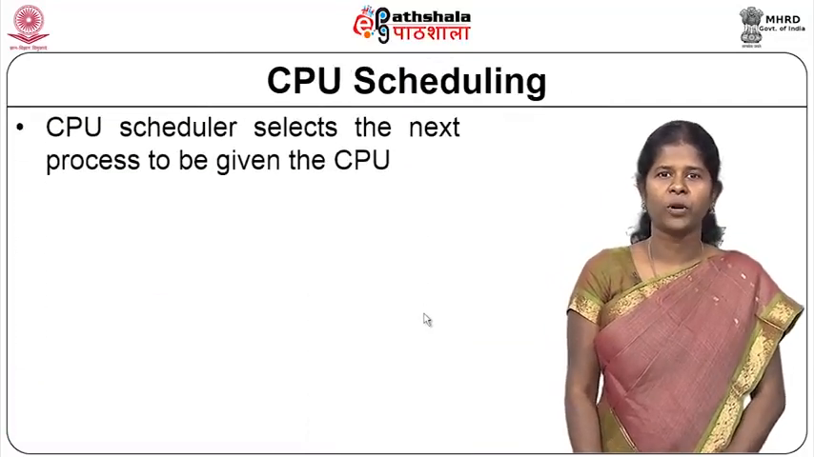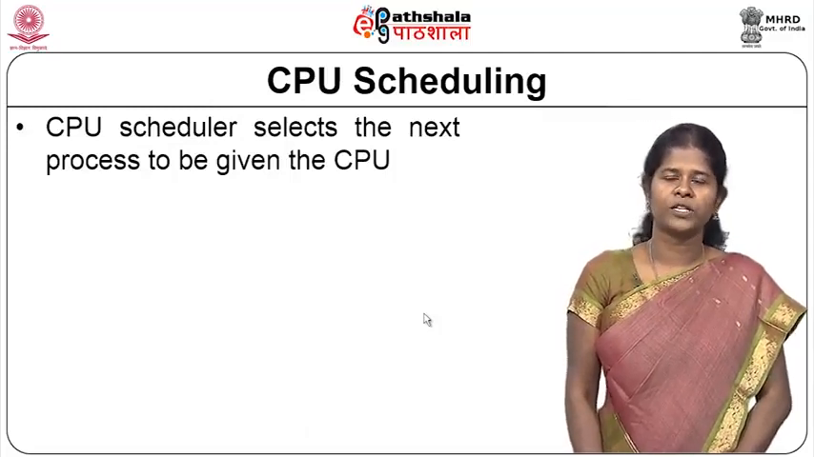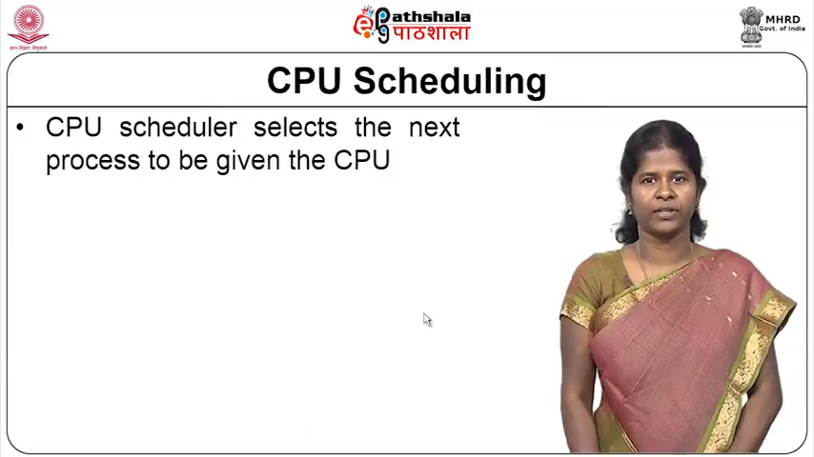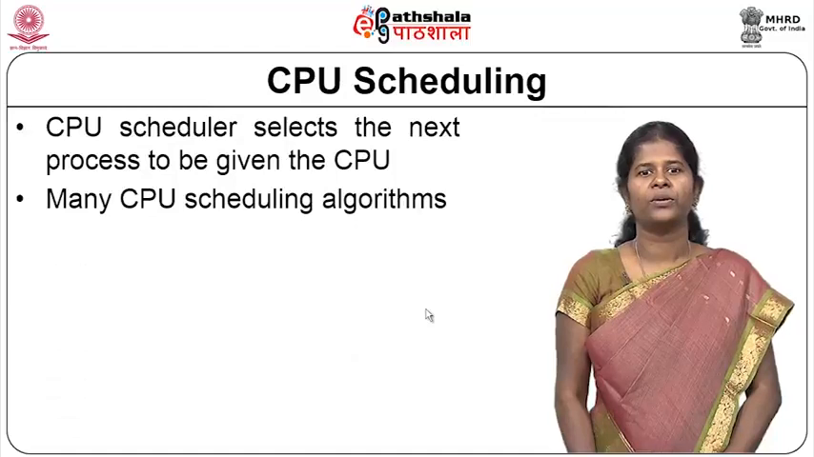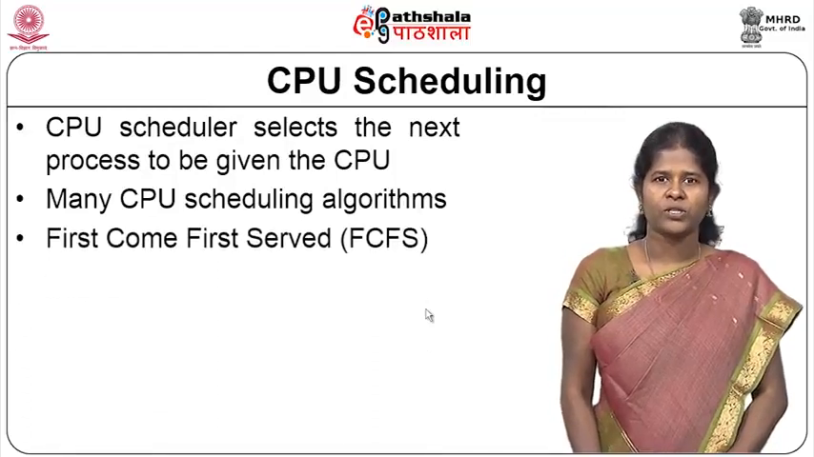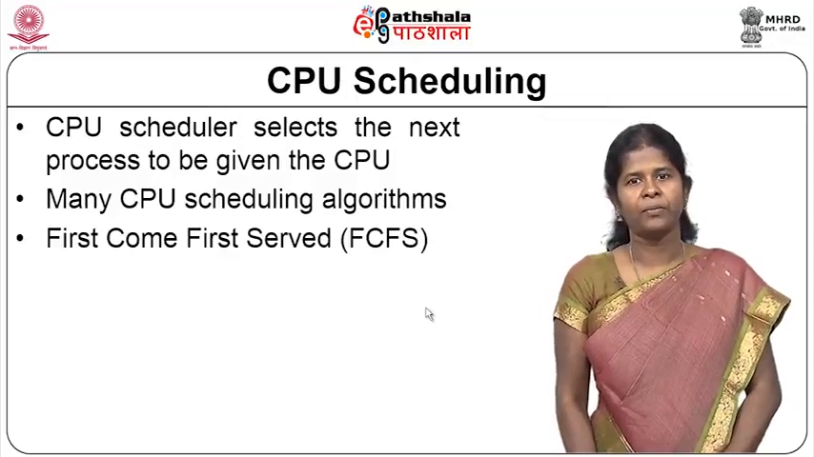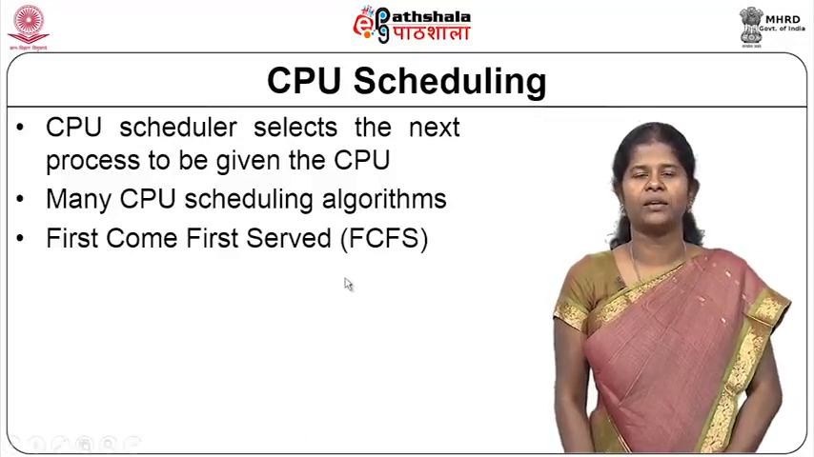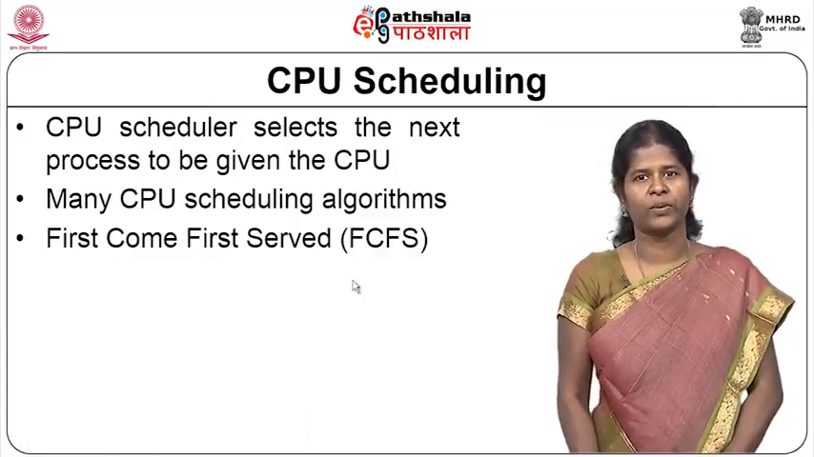When you have a number of processes that are waiting to get the CPU, one of those processes should be chosen and be given the CPU, and that is the job of the CPU scheduler. So, when there are many processes, the CPU scheduling algorithm will select one among them, and there are many such CPU scheduling algorithms. That depends on the way in which the process has been selected to be given the CPU.